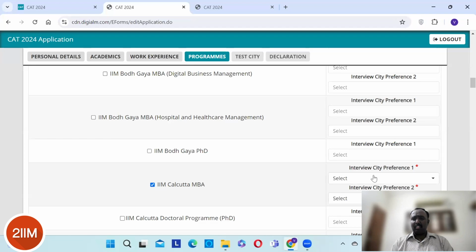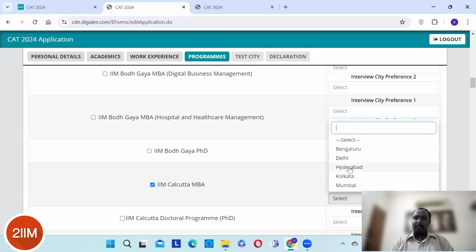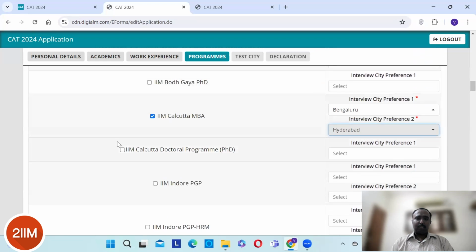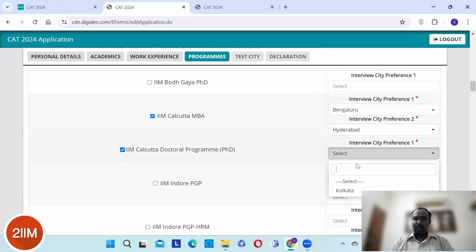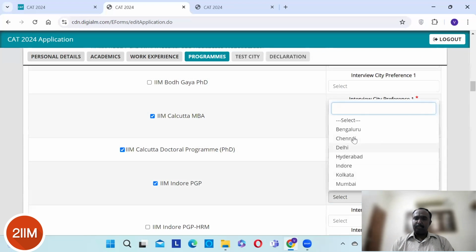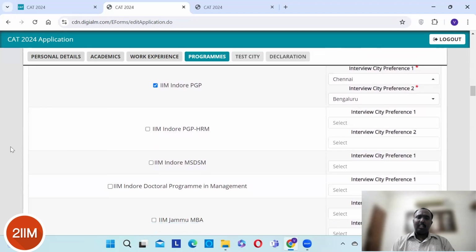IIM Calcutta, most of this, this is a no-brainer, in fact. So Indore PGP, you need to select the cities. That is also extremely important here. Then you have PGP HRM. Unless you are really interested in HR, do not apply, but you can apply for this, not a problem.